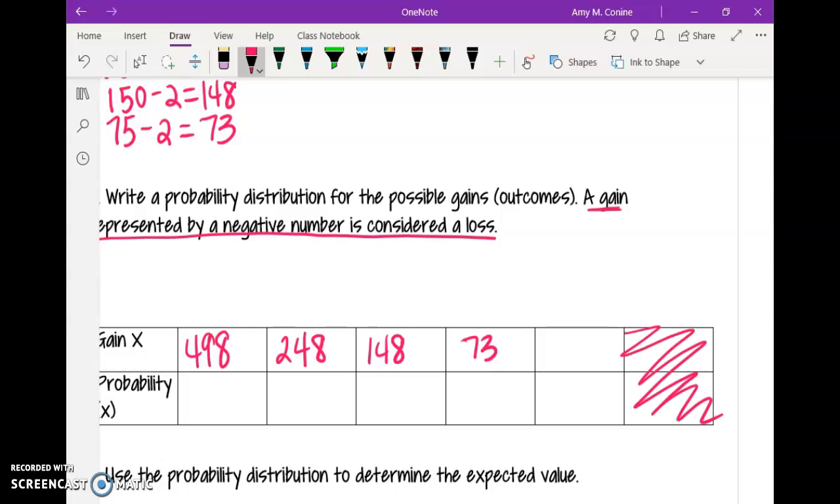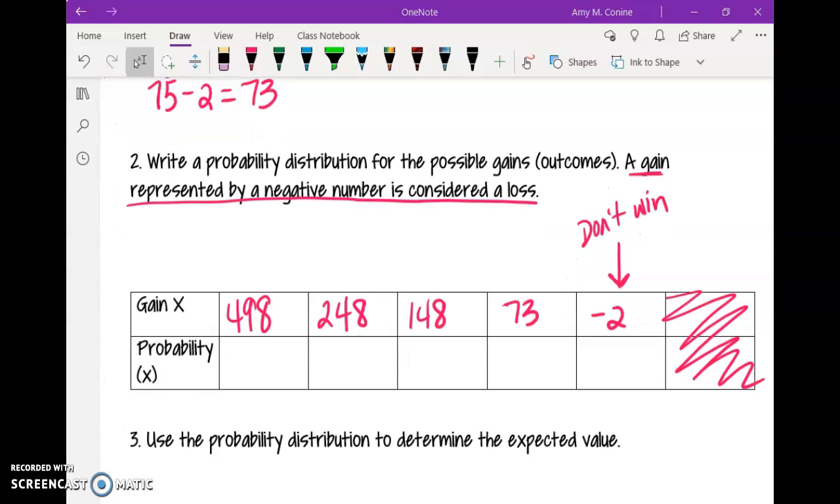So this last one, we're going to cross this one out. We don't need it. This last box right here represents if we don't win. Because there's always the chance that just because there are 4 prizes that we may not win. So if we don't win, we would have a -2 because we spent $2 and we didn't get anything back. So that would be $2 that we won't see again.